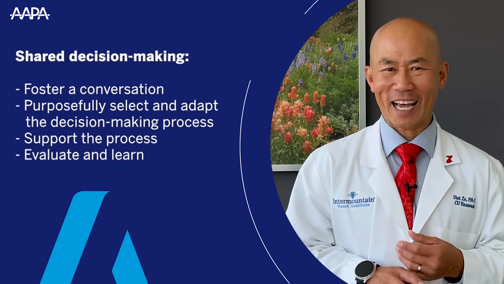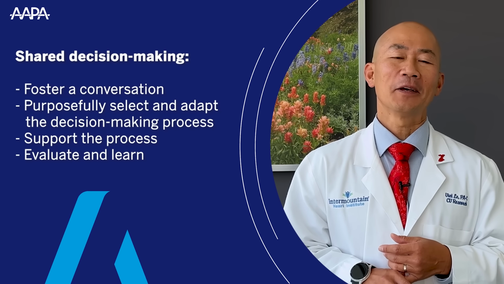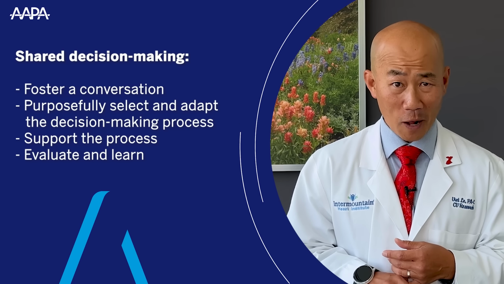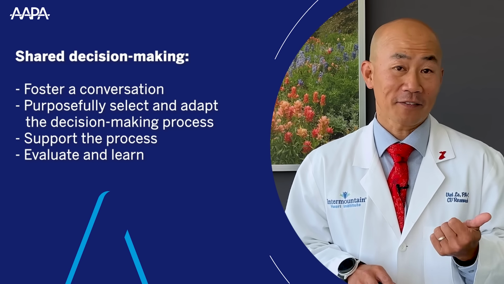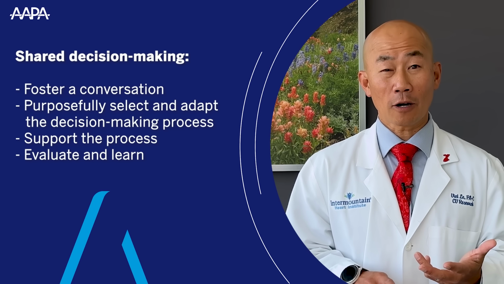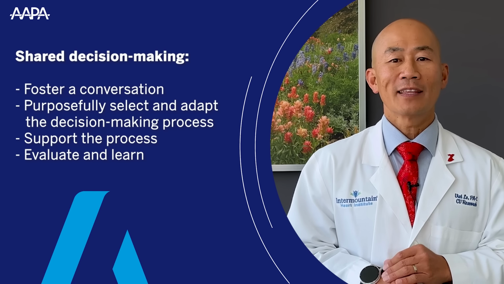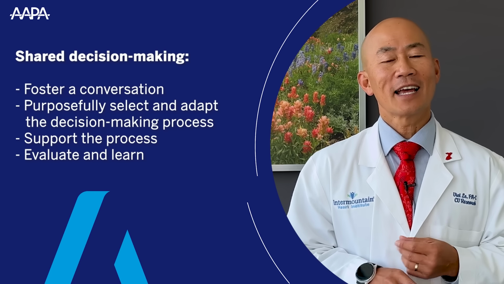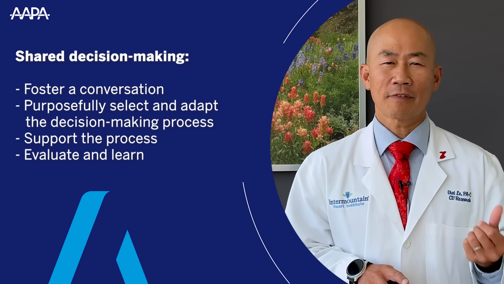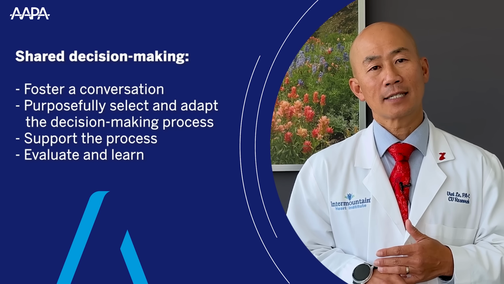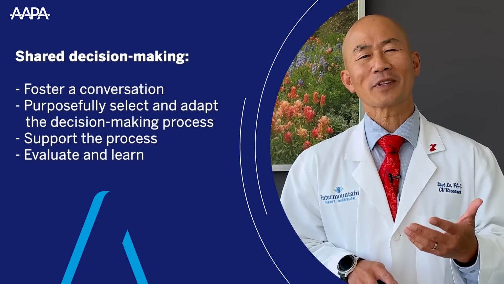How do we do this? How does shared decision-making happen? Well, number one, we foster a conversation. And that means defining the problem together, the pathophysiology, the prognosis, the therapies, and potential side effects for long-term chronic management. Then we adopt that process to match it with the patient's values, their goals, their needs, and of course their preferences. Number 3, we want to support that process.